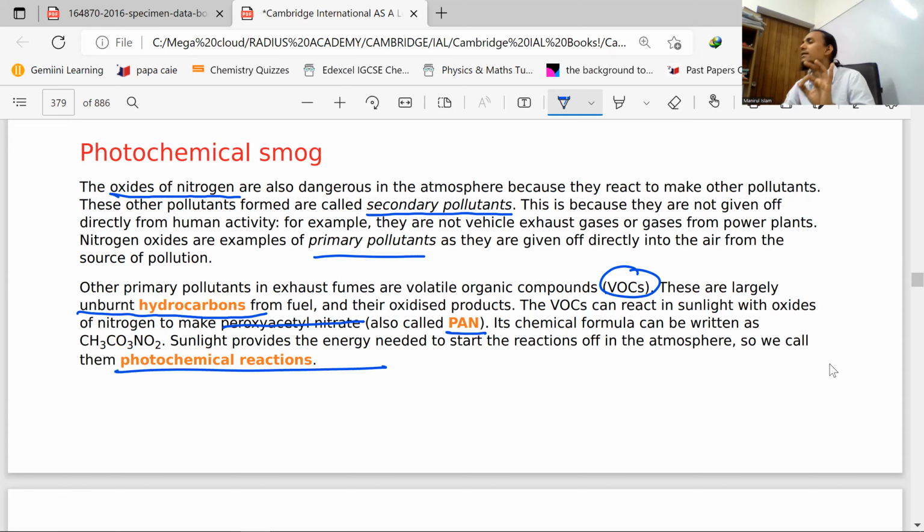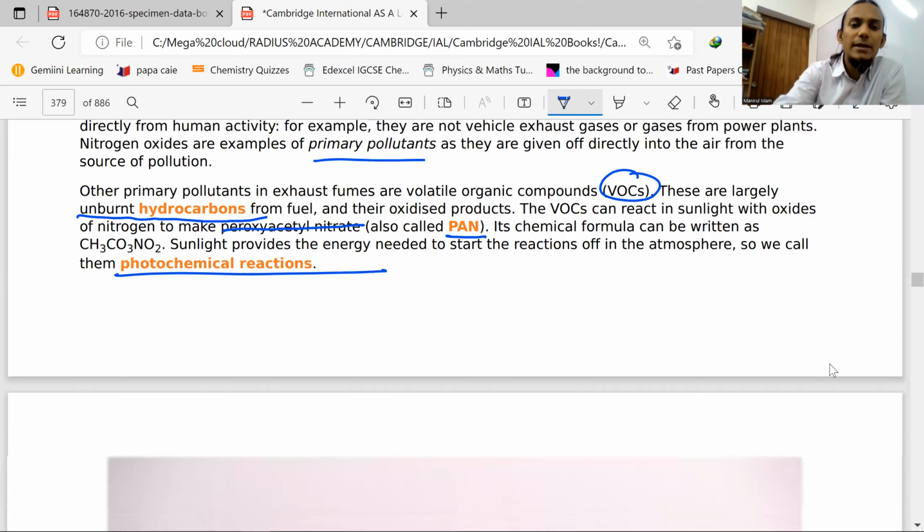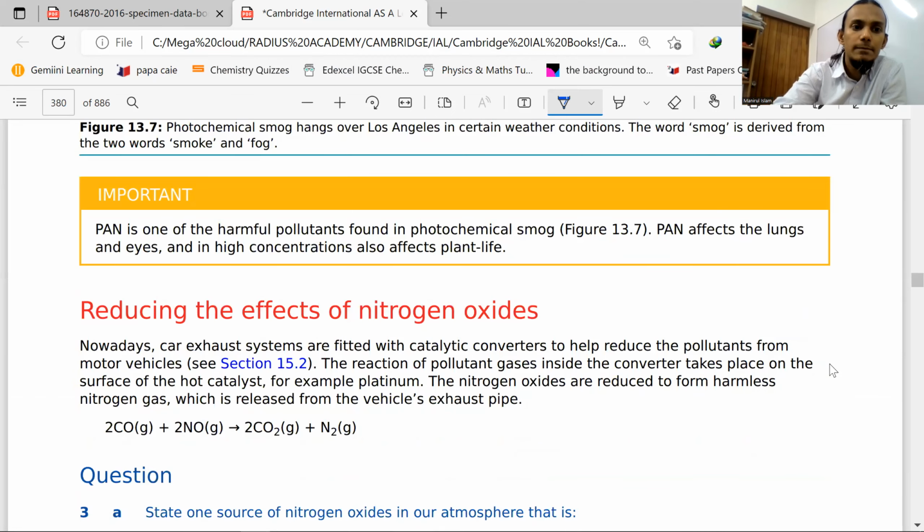Just what we want is, what is a photochemical reaction? Any chemical reaction which is triggered by sunlight is photochemical. Photo means light, right? So what is a photochemical reaction? That we want only from here. Okay? And know primary and secondary pollutants a little, that will do.